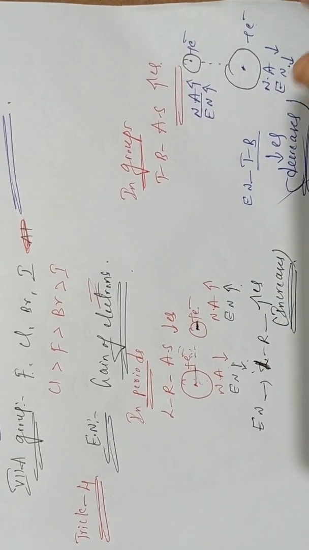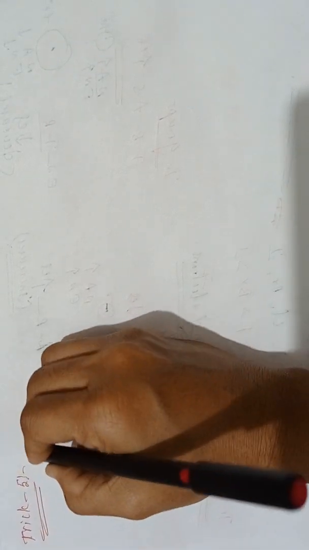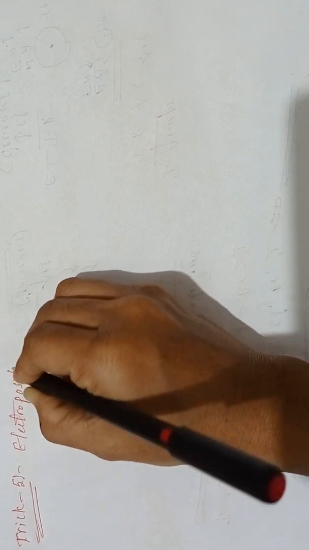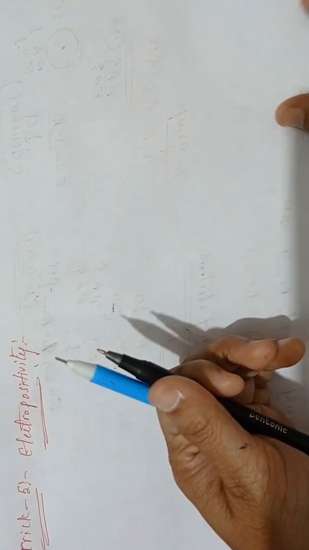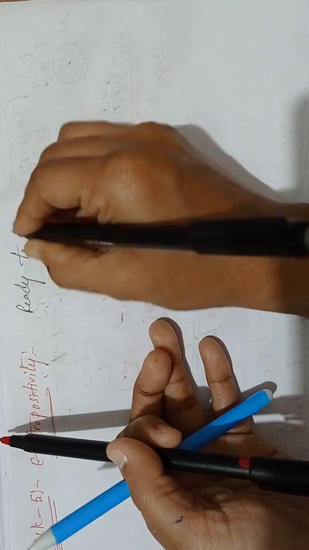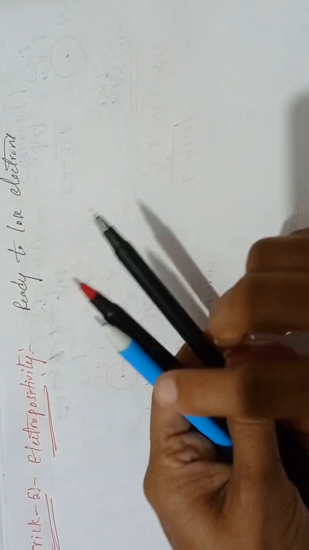Over. Next one, students, trick number 5, electropositivity. What is electropositivity, students? They are ready to lose electrons. What is the main character? Ready to lose electrons. Just remember this small shortcut, students, ready to lose electrons. Now tell me, in periods, what is happening?